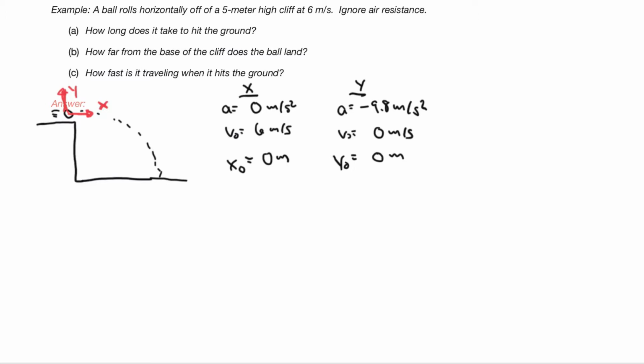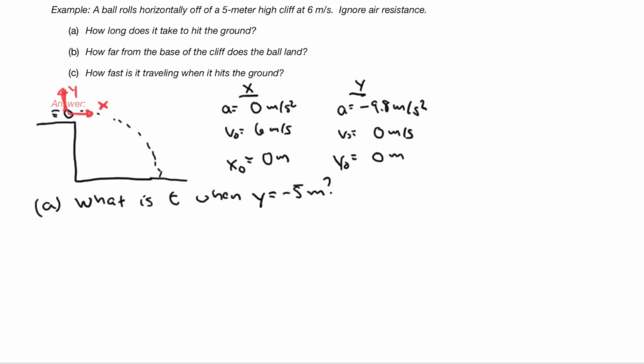So let's look at part A. Part A is asking how long does it take to hit the ground? In this case, we can rephrase that math question as what is t when y equals negative 5? Again, it's negative 5 because the base of the cliff is 5 meters below and the positive direction is upwards, so that is a position of negative 5 meters.